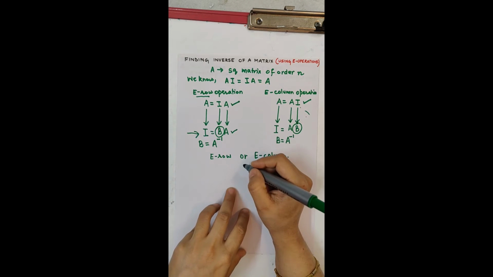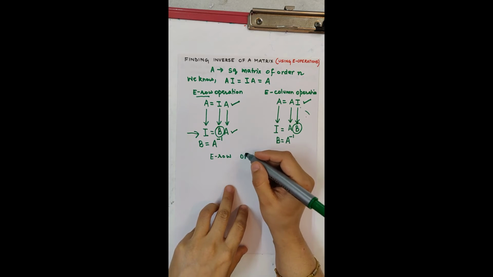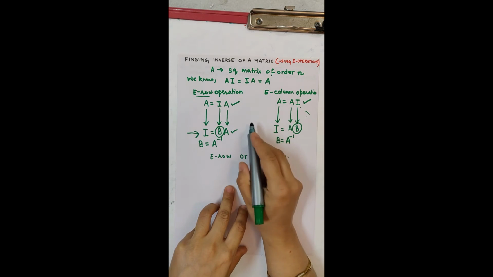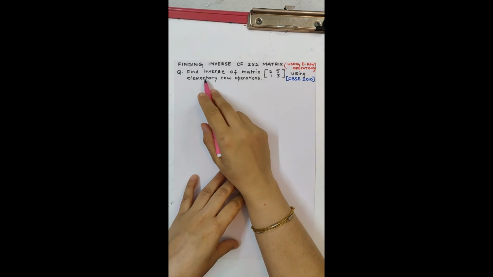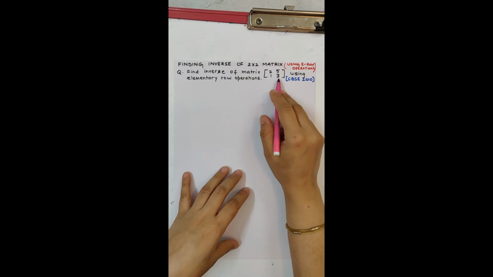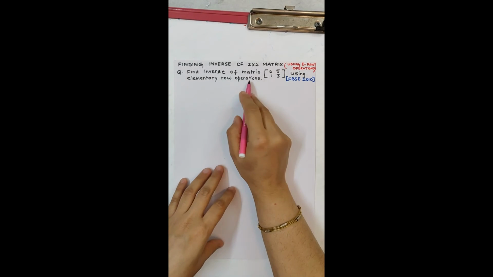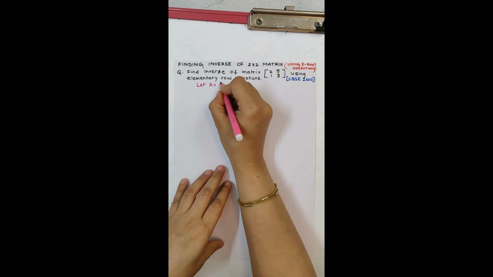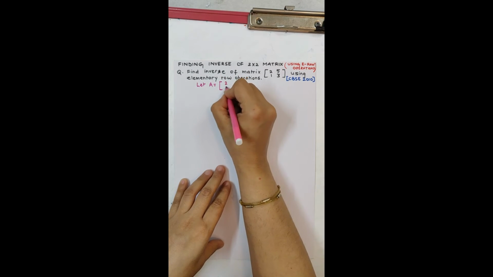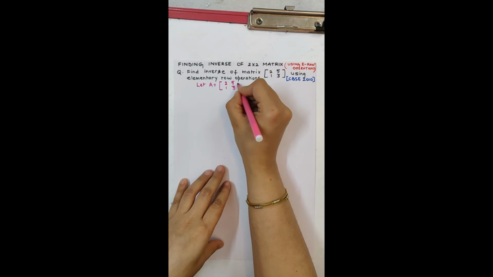We shall now quickly look at a few examples and see how we can evaluate inverse using elementary operations. So here's the first question. We have to find inverse of this 2 cross 2 matrix using elementary operations. So let us begin by naming the given matrix. Let A is equal to 2, 1, 5, 3.